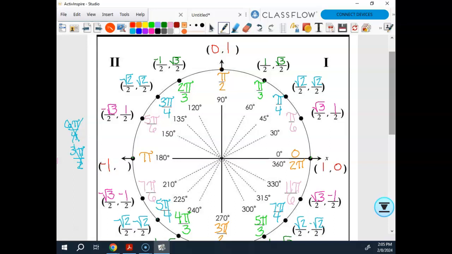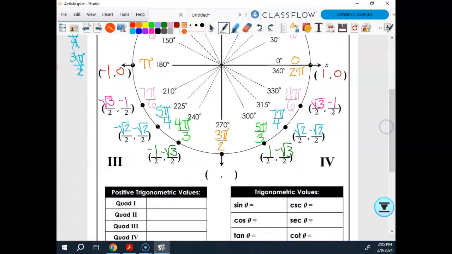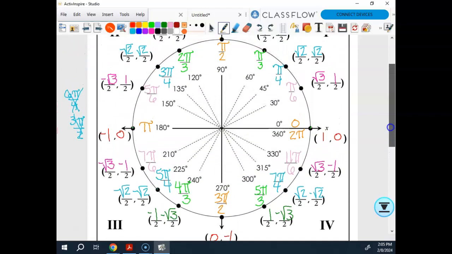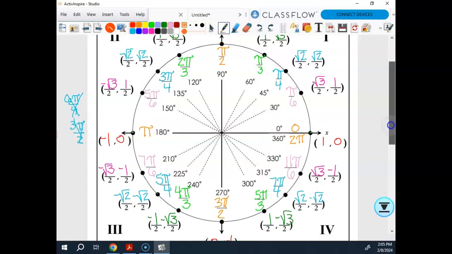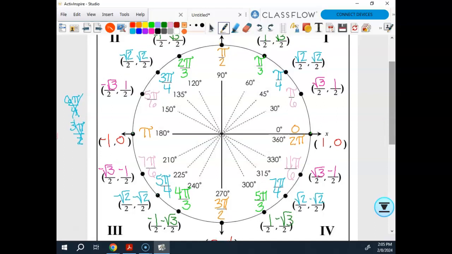I don't know. What's the sine of pi? 0. All right. 3 pi halves. What's the cosine? 0. And the sine? -1. Okay. All right. We good? You're going to be fine. All right. One more thing we need to look at here.